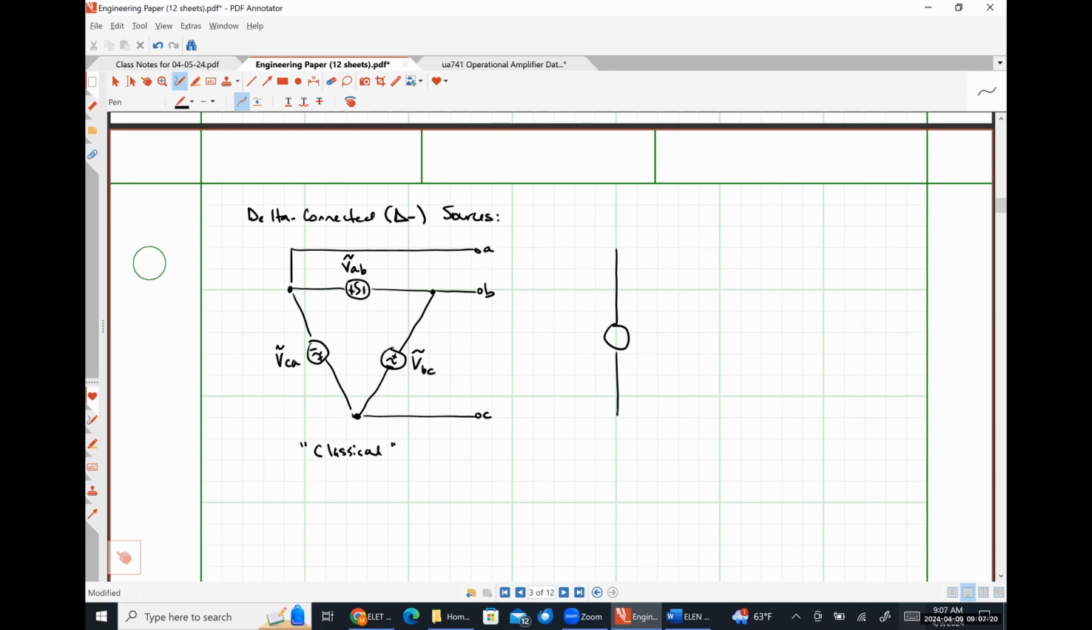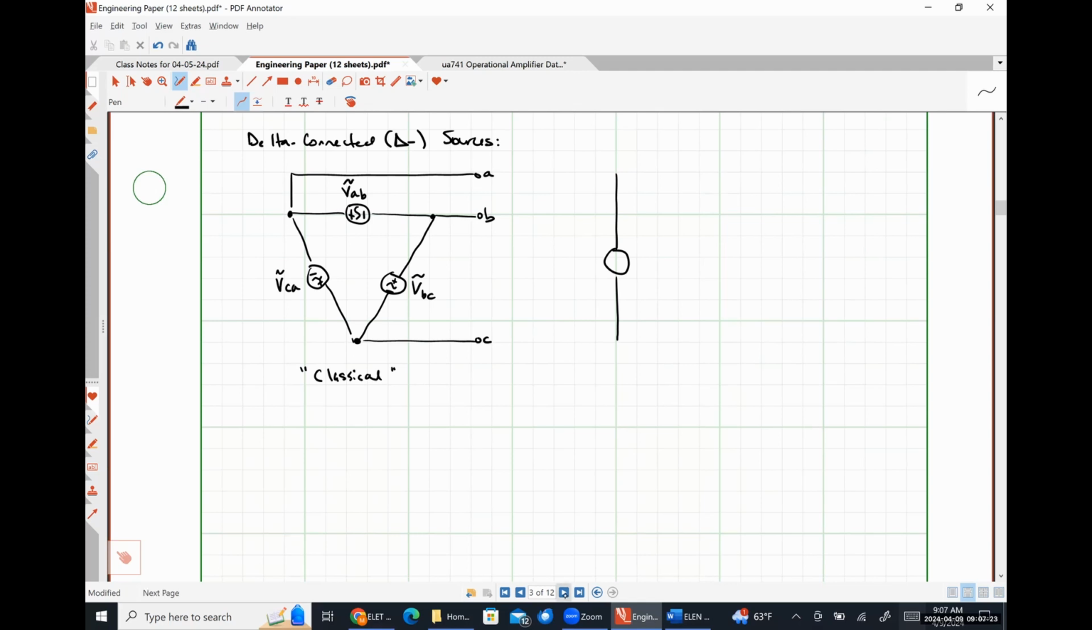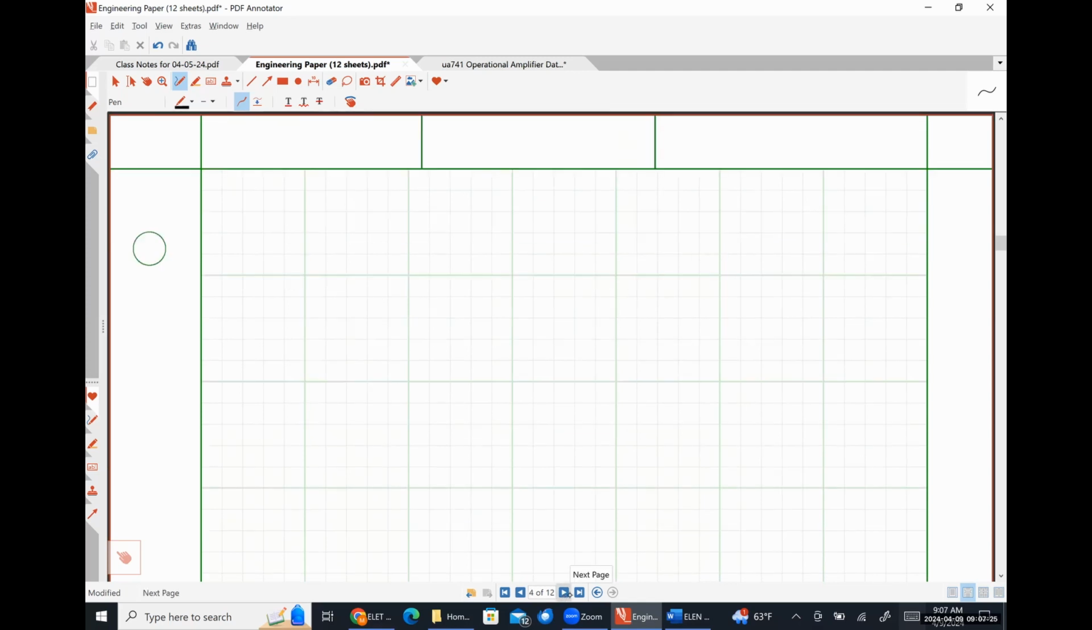So let's do something. Let's take a quick aside here. I'll come back to this in a moment. And let's see what would happen mathematically if we connected all three voltage sources in series. Okay, I'm going to do this on page 12.